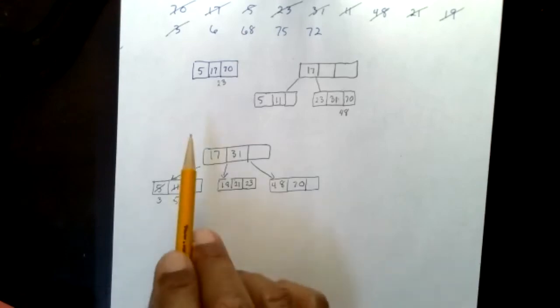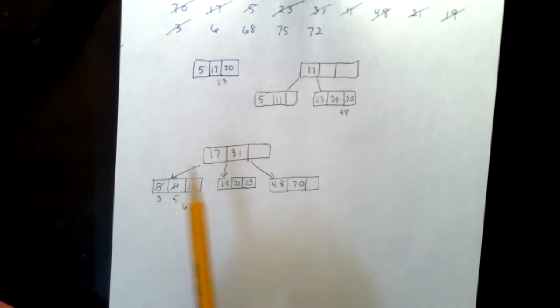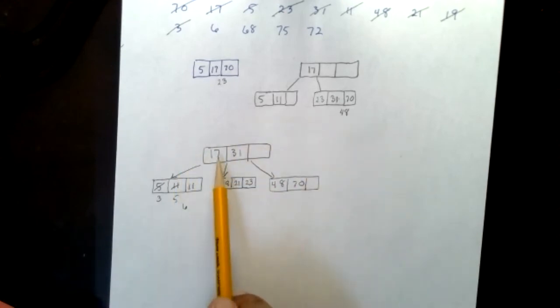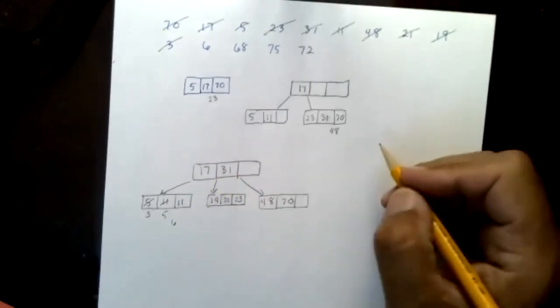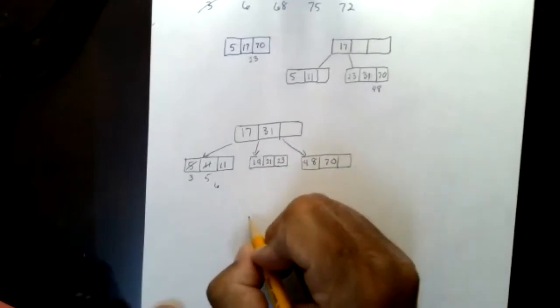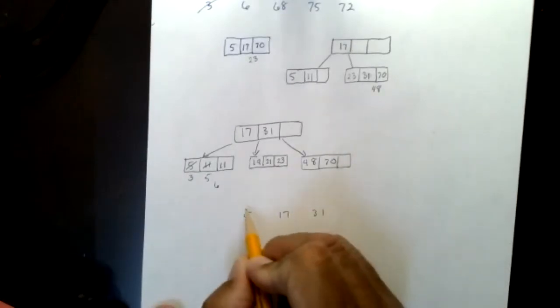6 wants to play. 6 comes in. It's less than 17. It goes to here. And it's like, oh no. Blow it up. I'm going to send the 5 up. Is there room? Yes. So I send the 5 up. And now I'm going to have 5, 17, and 31.